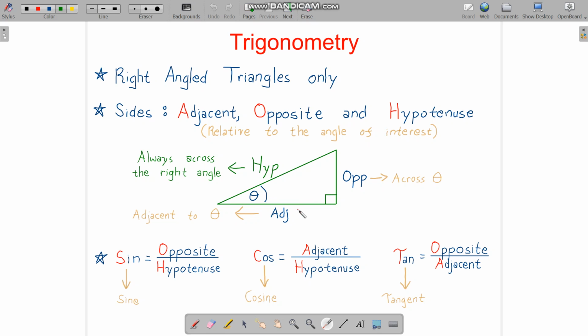SOH is short for sine equals opposite over hypotenuse, CAH is cos equals adjacent over hypotenuse, and TOA is tan for tangent equals opposite over adjacent. So SOHCAHTOA.